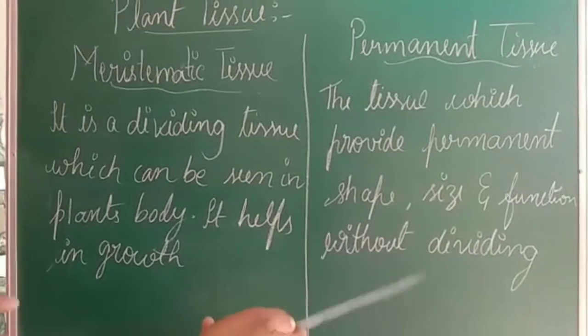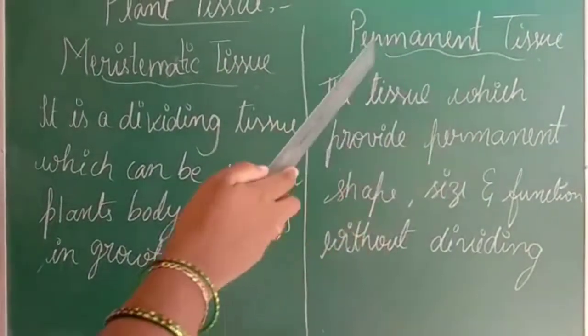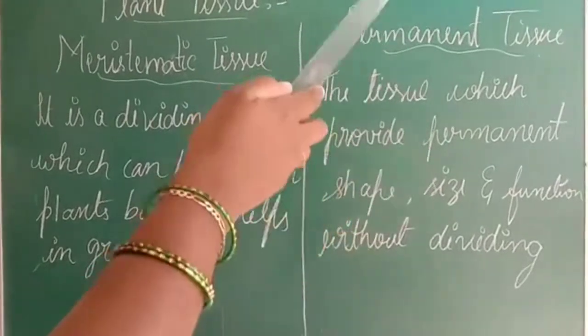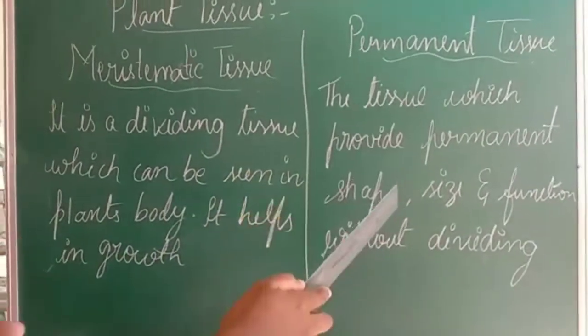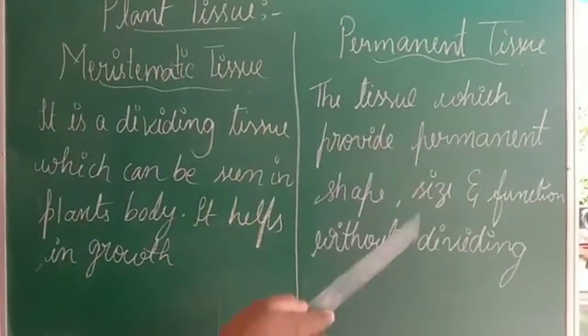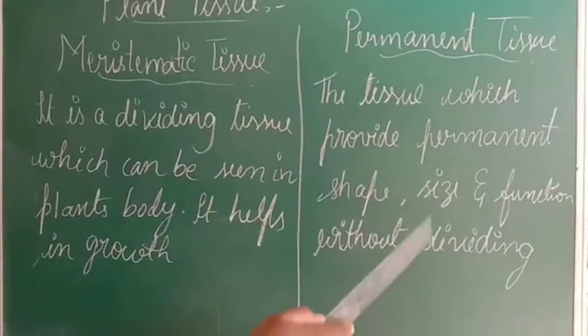Instead, what will happen is that the tissue will provide permanent shape and size for each and every part of the plant's body. It is providing permanent shape and size to each and every part of the plant's body. That is done by which tissue?